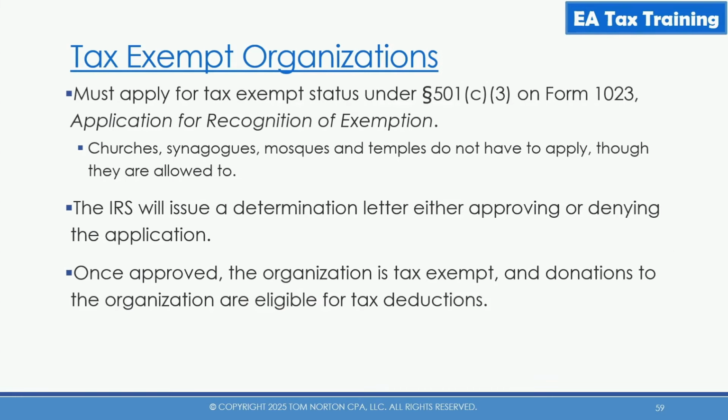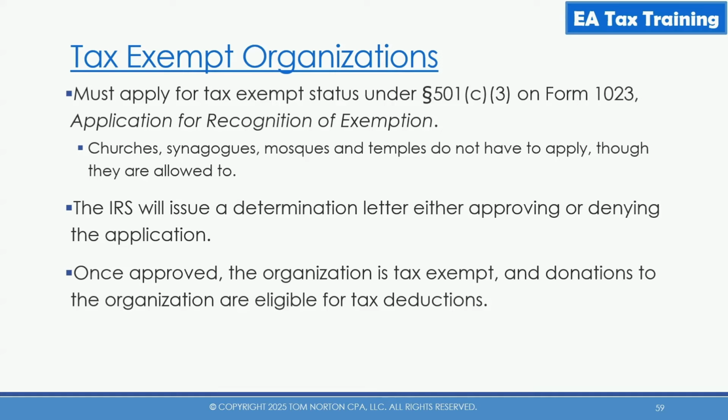In order to get this special 501(c)(3) designation, organizations must apply on this Form 1023. However, certain organizations do not have to apply. That's churches, synagogues, mosques, and temples. They do not have to apply. Why? Because of the constitutional guarantee of separation of church and state. So they do not have to apply, and there are some other things that they do not have to do as well that other charitable organizations do have to do. Those churches and synagogues, etc., are allowed to apply if they want to, but they are not required to.